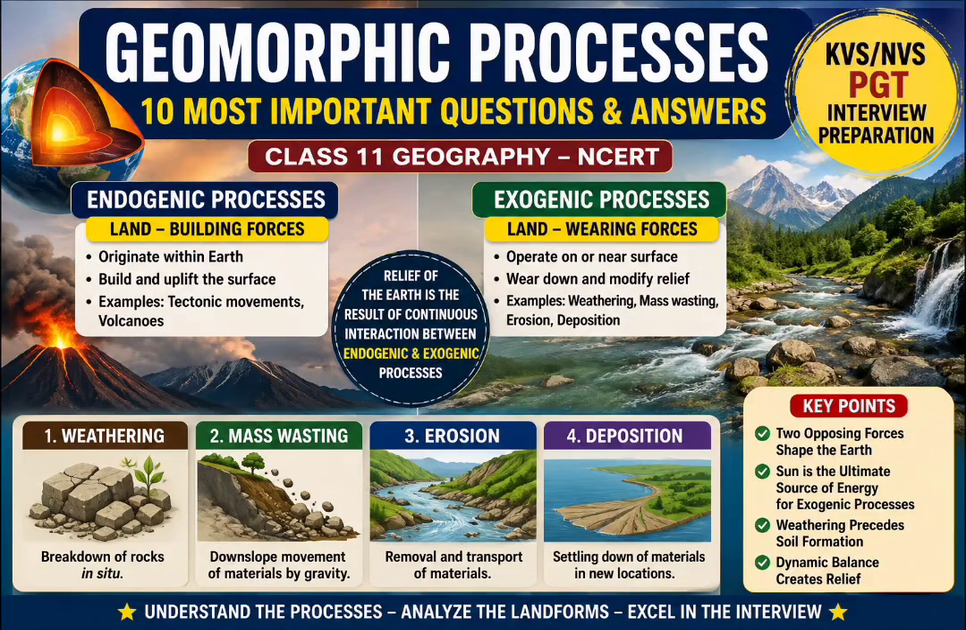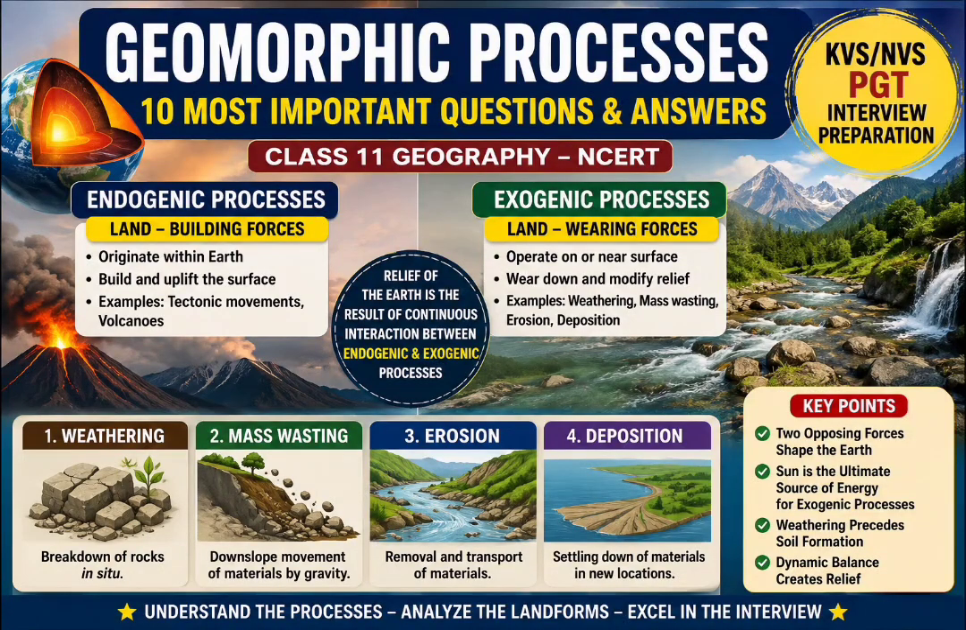Next question, exogenic processes derive their ultimate energy from the sun. Explain. Solar energy drives the atmospheric and hydrological cycles that power most exogenic processes. Running waters, glaciers, wind, groundwater and waves act as major geomorphic agents, while gravity assists downslope movement. For example, solar heating drives the water cycle, producing rainfall and river erosion.